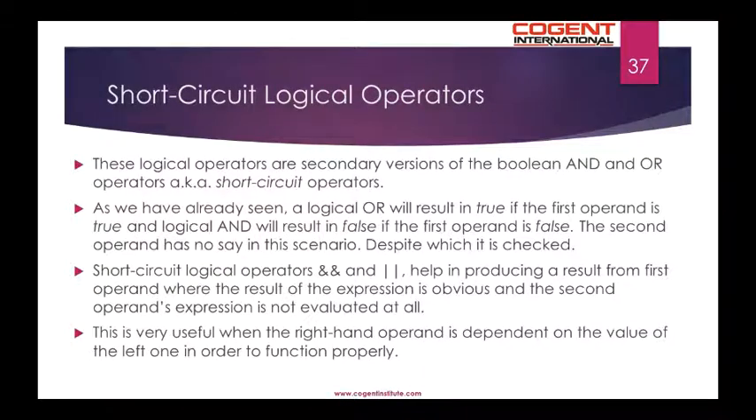Now, what are the short circuit logical operators that we had seen? These logical operators are secondary versions of the Boolean AND and OR operators. As we have already seen, a logical OR will result in true if the first operand is true, and a logical AND will result in false if the first operand is false. The second operand has no say in this scenario, and despite which, it is checked.